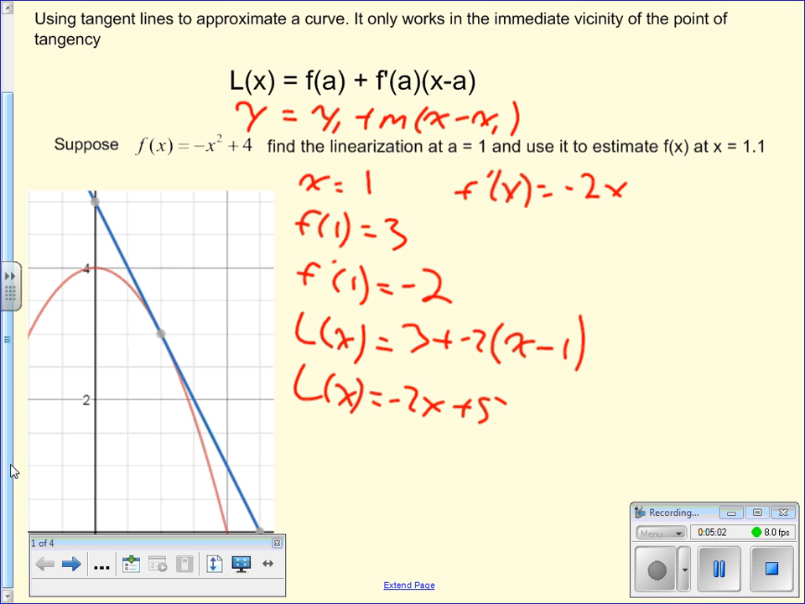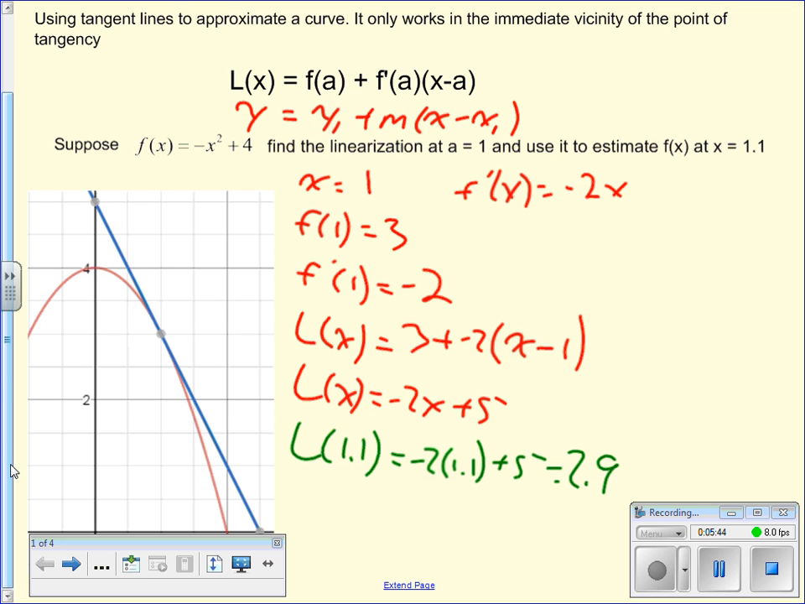So I want to do my approximation. L of 1.1 equals negative 2 times 1.1 plus 5. So 5 minus 2.2. 5 minus 2 is 3. 3 minus 0.1 is 2.9. Now you say, okay, why would I do that? I can take 1.1 and plug it into the original equation, right? So if I take 1.1 and square it, what do I get? 1.21, negative, subtract it. See what I'm saying?